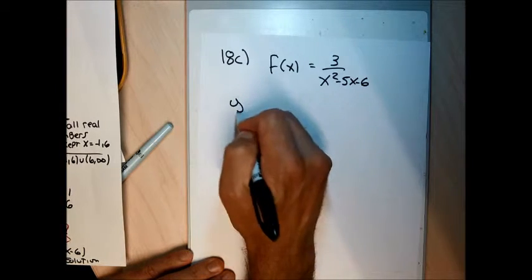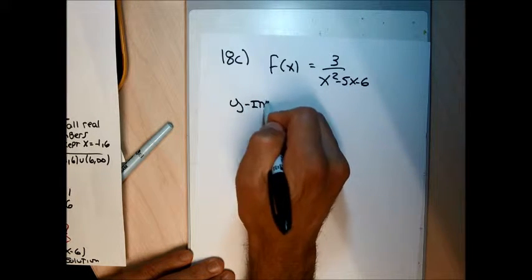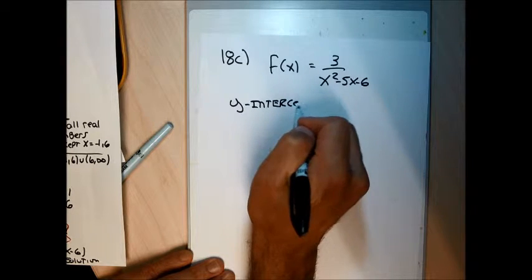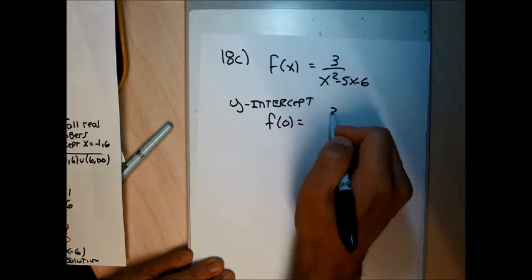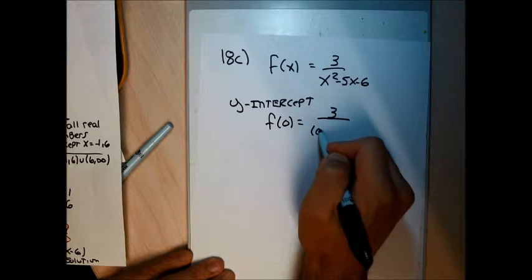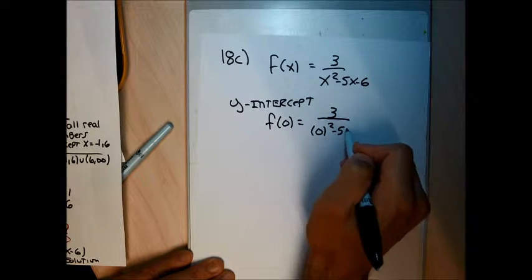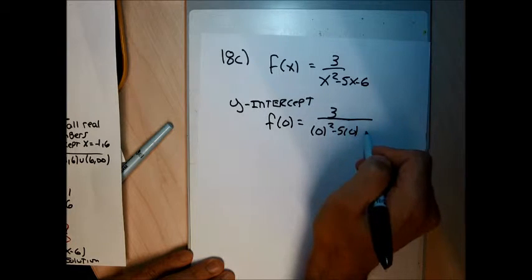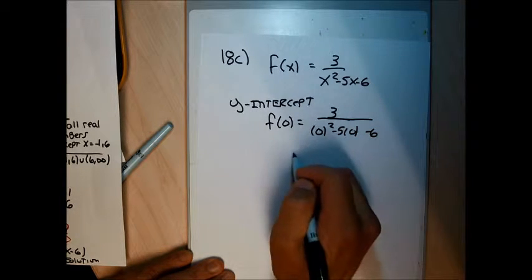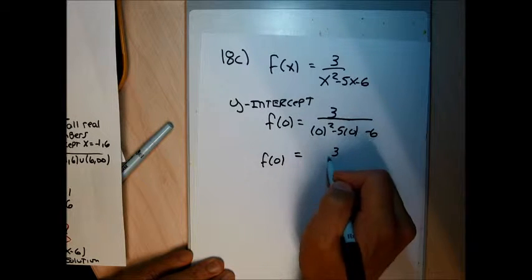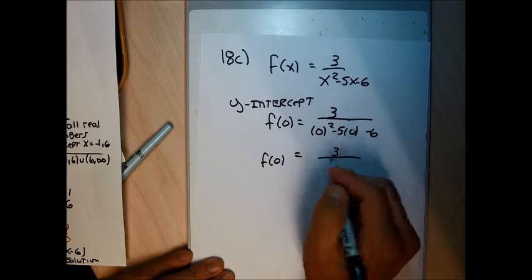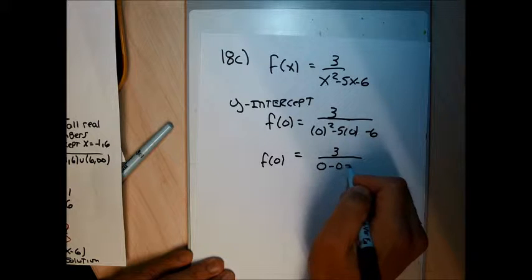And to find a y-intercept, I'm changing each of the x's to 0. So for the y-intercept of number 18, I'm just going to go f of 0 equals 3 divided by 0 squared minus 5 times 0 minus 6. And then the numerator's going to stay 3. The pieces with zeros in the denominators are just going to work their way down to 0.